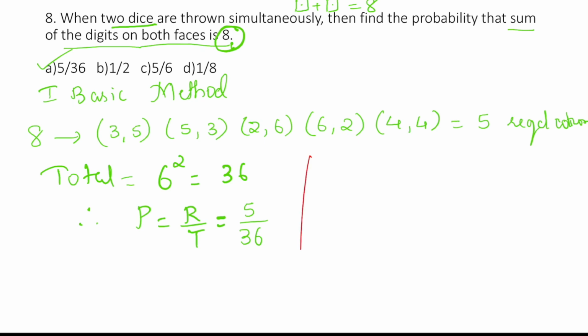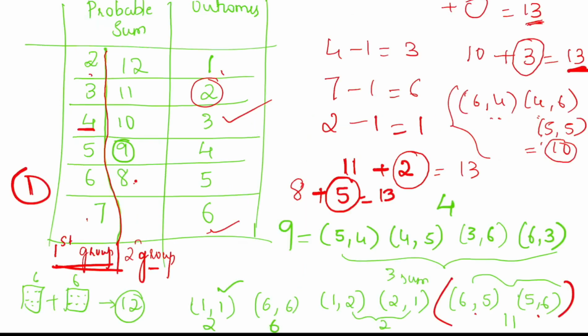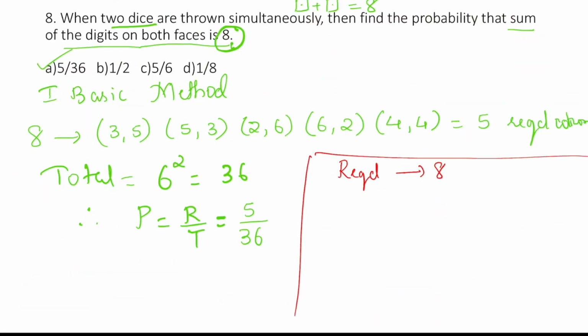Okay, so our required outcome is what? We should get 8, isn't it? Now 8 lies in the second group, right? See here. In the second group, if you add something to 8, you will get 13. How much should you add? You should add 5, isn't it? Therefore 5 is the number of outcomes for the sum 8. So required outcomes are 5.